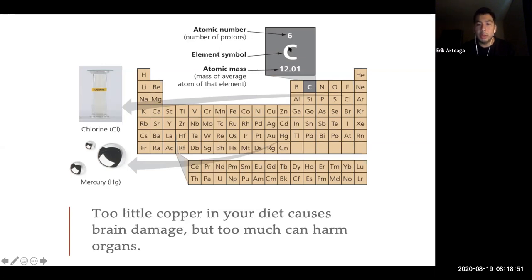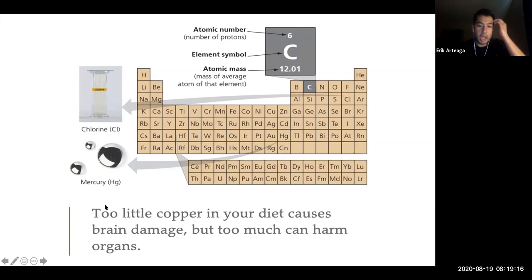The element symbol is going to be this letter in the middle. And again, you don't have to know any of the elements. We're just going to talk about a couple of them and why they're important to the human body or why they're important in biological systems. The atomic mass is the average mass of an atom of the element, which we'll talk about in a bit. It's going to be related to that atomic number.